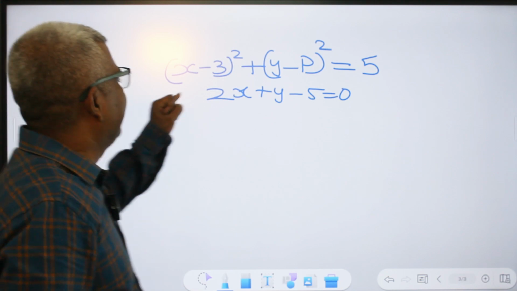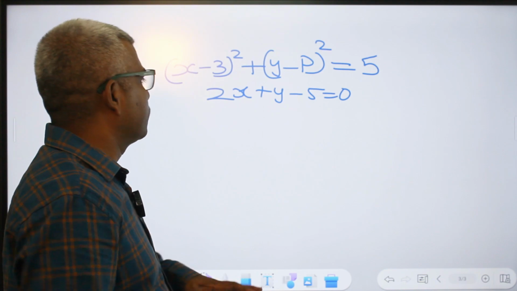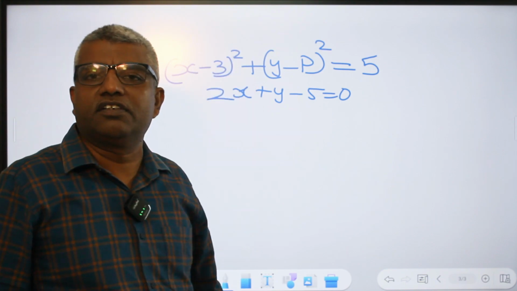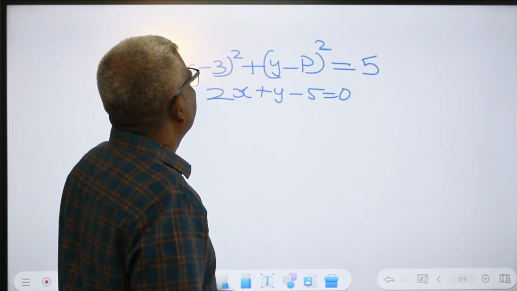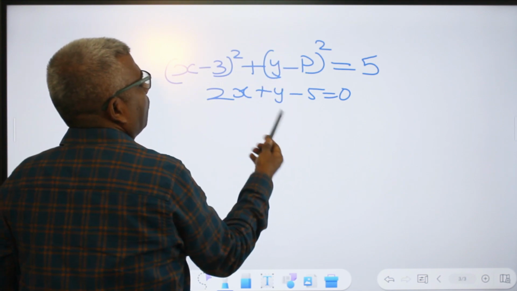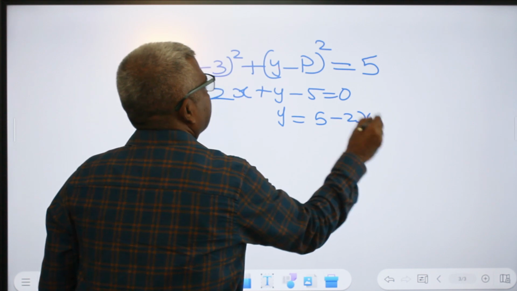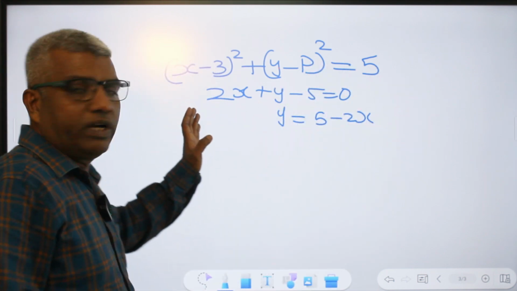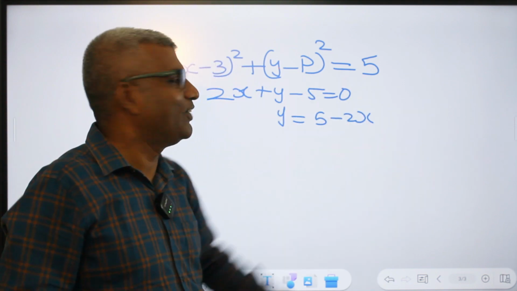Now you see x, y, p, three unknowns are there. How to solve it? We cannot solve directly because we have only two equations. But we can make it a quadratic equation. Then what we have to do? Instead of y, what is the value of y? If minus 5 goes to the right-hand side it is 5, and 2x goes as minus 2x. So y is 5 minus 2x.